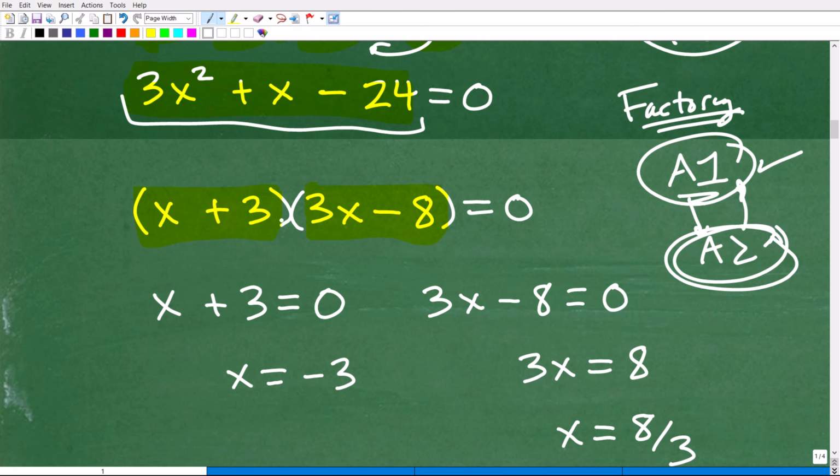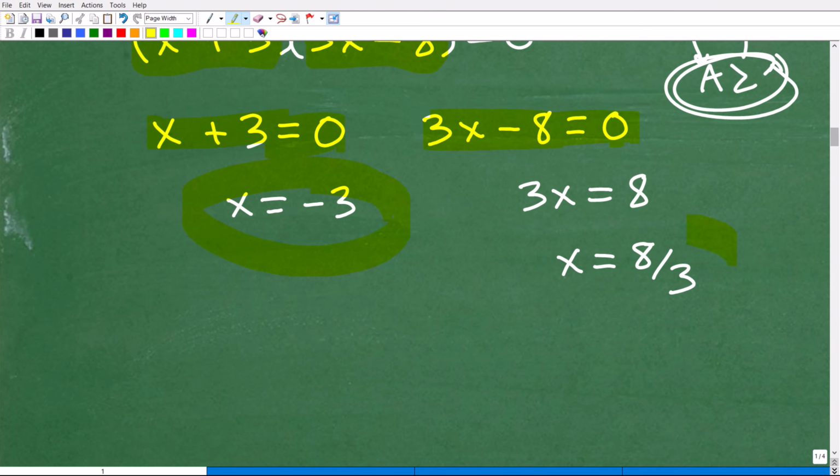Okay, so we have x plus 3 times 3x minus 8 is equal to 0. Now I can set each factor equal to 0. That's x plus 3 is equal to 0, and 3x minus 8 is equal to 0, and solve for x. Here I get x is equal to negative 3. That's one solution, and here I get x is equal to 8/3.